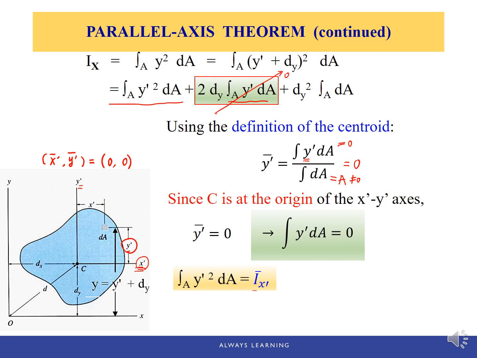This means it is the moment of inertia about the centroidal axis. So I bar x prime is the moment of inertia about the x prime axis. So you can write that. This is the moment of inertia about the centroidal axis. Now the third expression, the integral of dA will be the area A, and dy is a constant. Therefore, we can have dy squared times A, so it is a constant term.